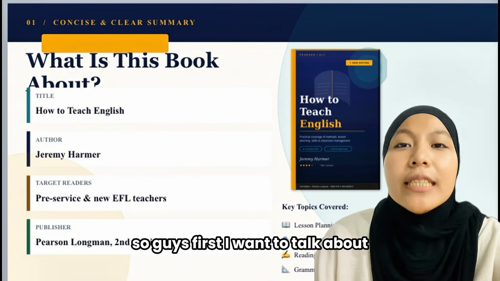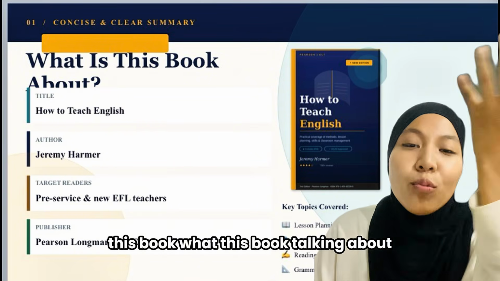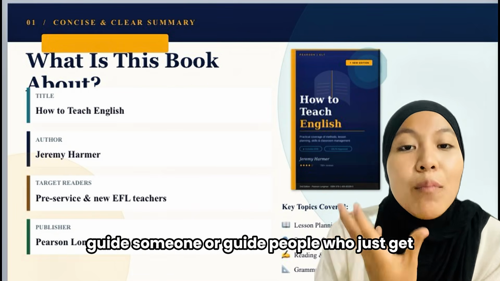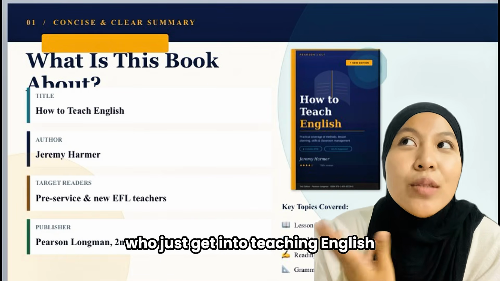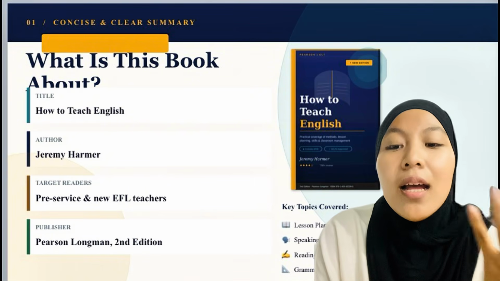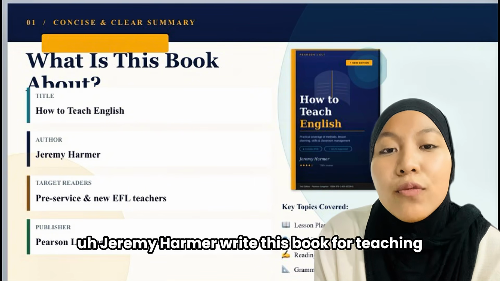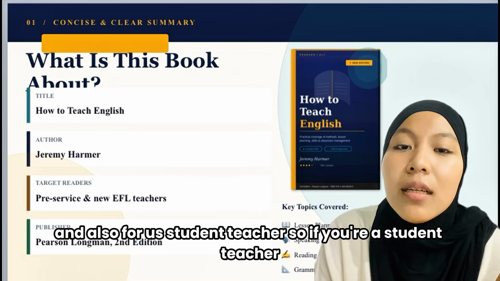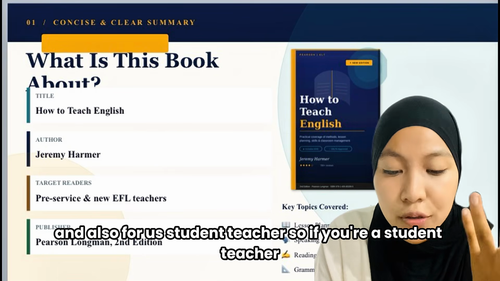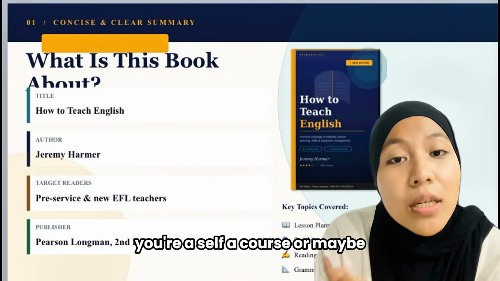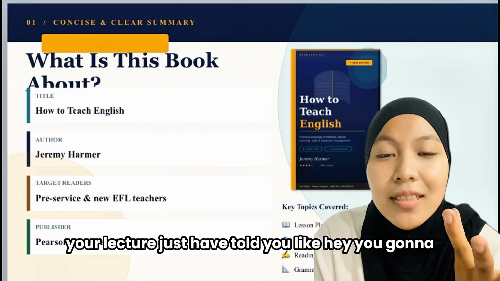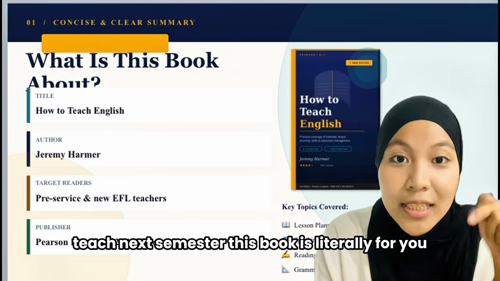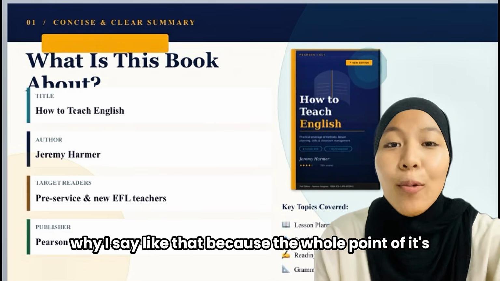So guys, first I want to talk about what this book is talking about. Basically, Jeremy Harmer wrote a book that guides people who just get into teaching English. Jeremy Harmer wrote this book for beginner teachers, and also for us student teachers. So if you're a student teacher, or maybe your lecturer has just told you, hey, you're going to teach next semester, this book is literally for you. Why do I say that?